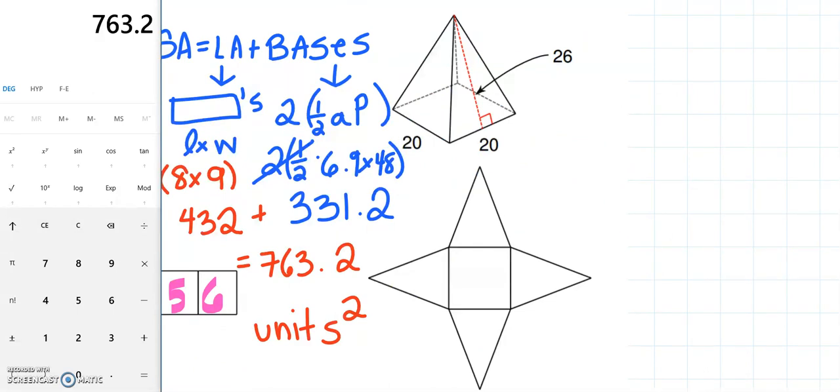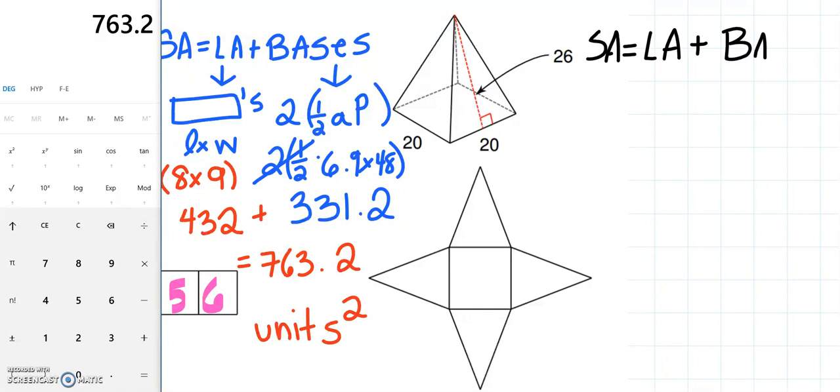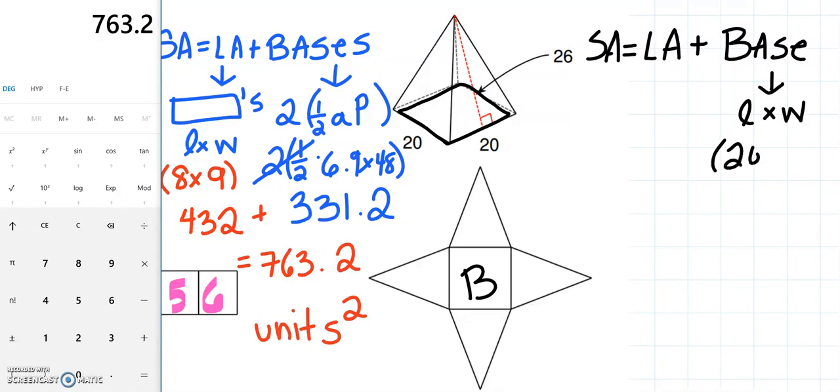Okay, so now let's take a look at this square pyramid. Again, I start off by writing my surface area is my lateral area plus my one base, because I don't have two, I just have that bottom base. My bottom base is really simple to find the area of. It's just going to be length times width, because it's a square. So I'm doing 20 times 20, which is going to be 400. So 400 square units is the area of my base.